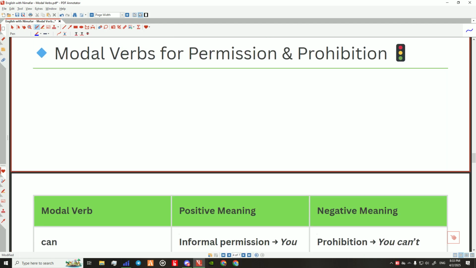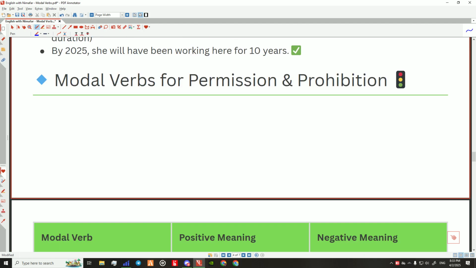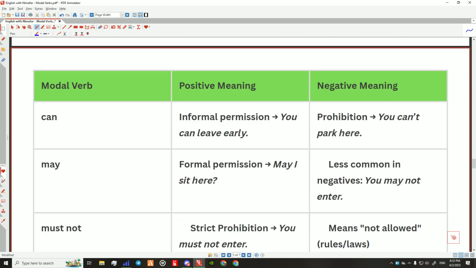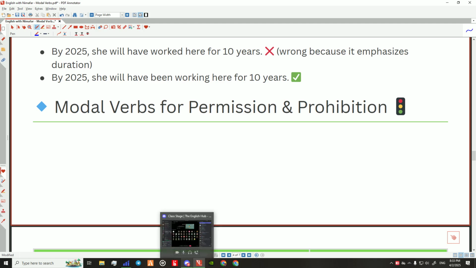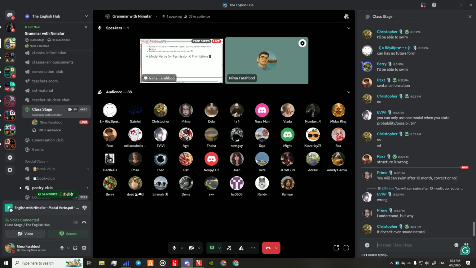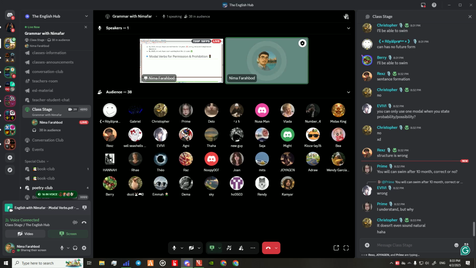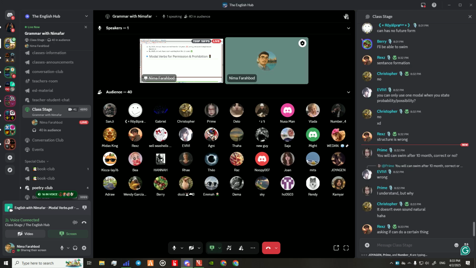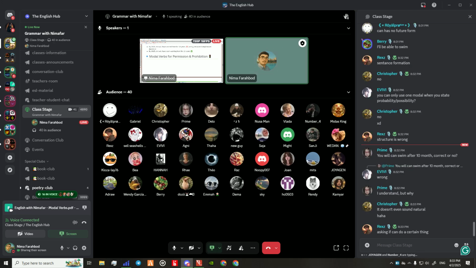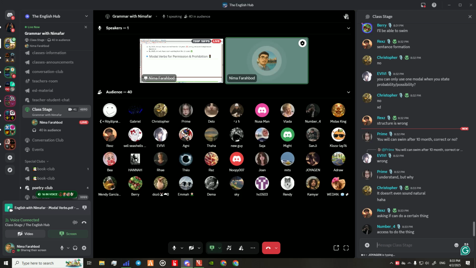What about permission and prohibition? Like can, may, must not, and cannot. What can you say for this one? Permission. "You can swim after 10 months." No. You will be able to swim after 10 months, because we cannot use two modal verbs. We use semi-modals. So be able to, we said it is a semi-modal. In this case, we can use this.